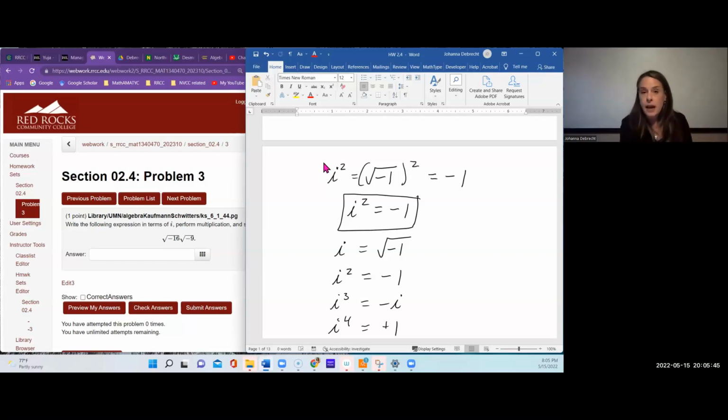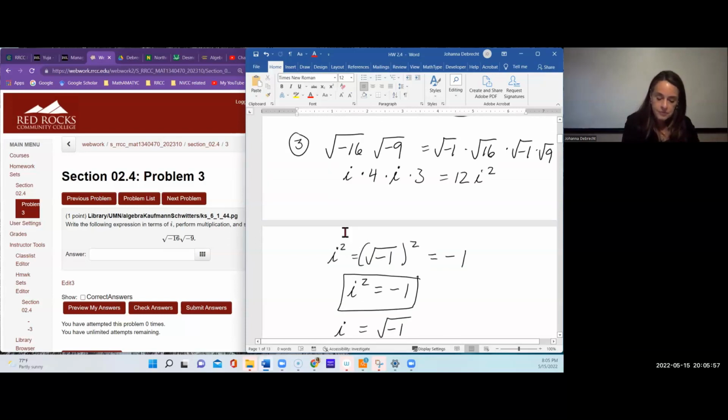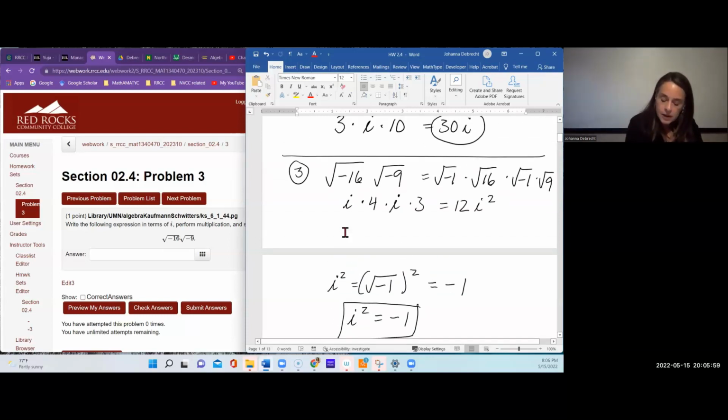And then it repeats again. So I to the 5th is I, I to the 6th is negative 1, I to the 7th is negative I, and I to the 8th is 1. It repeats every 4. Our answer up here then, since we have 12I squared, must be negative 12.